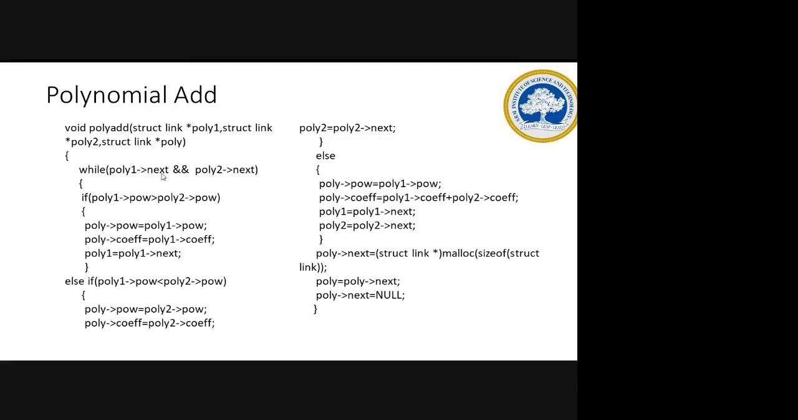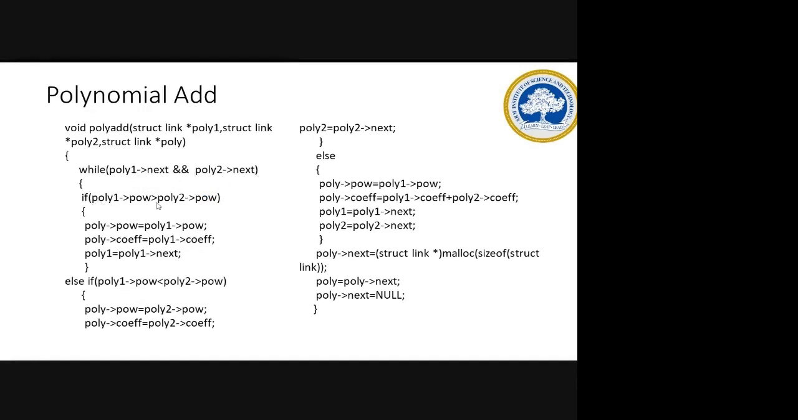You are having both the two variables. That is, poly 1 is having some values, poly 2 is also having some values. If both are having values, you have to proceed with this part only. If one variable is there and one is not there, you will be taking the other part. Okay, now we'll take this. So if poly 1 of next and poly 2 of next is true, when it is true, you will be coming here.